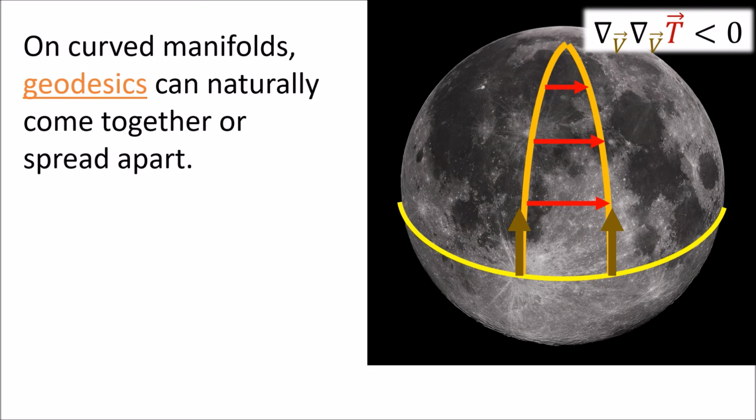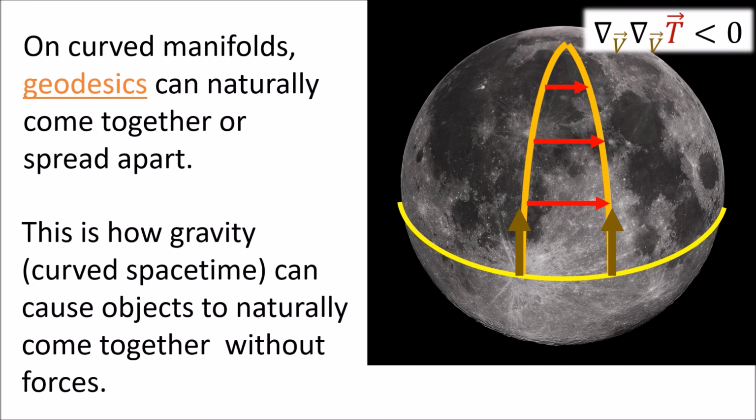So on curved manifolds, geodesics can come together or spread apart, simply because of the curvature of the manifold. This is how gravity, which is the curvature of space-time, can cause objects to naturally come together without any forces. Geodesics in space-time can just naturally converge together due to the curvature of the space-time manifold.